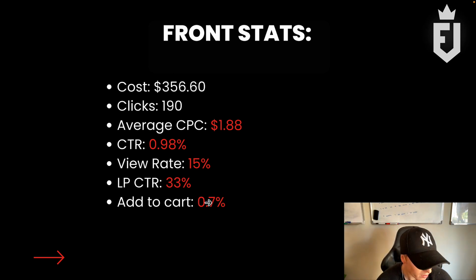Let me give you some benchmarks that I work with. Everything is in red because none of these reach my benchmark. For average CPC, something decent for me would be 1.2, 1.3. CTR is super low, so I would aim for 1.5 or 2%. View rate should be higher than 20%, because a low one means your video is not engaging enough. With your CTR, it means your hook is not great, so you're not doing a great job with your copy of getting them to take action.